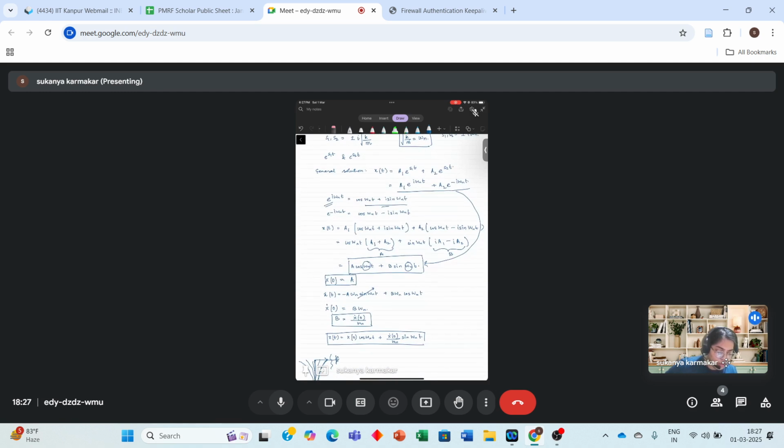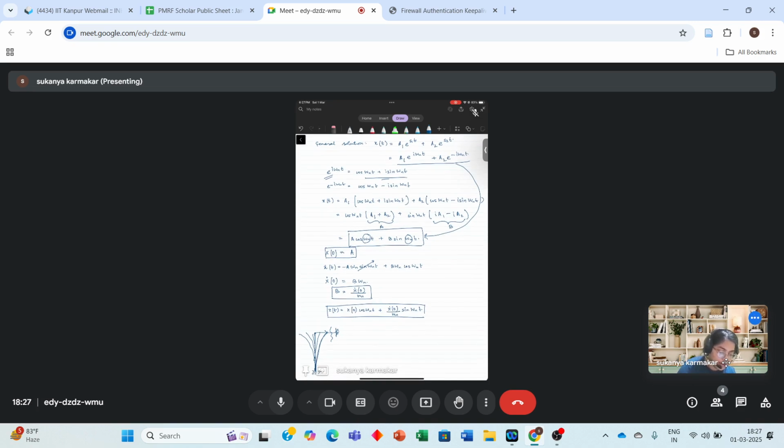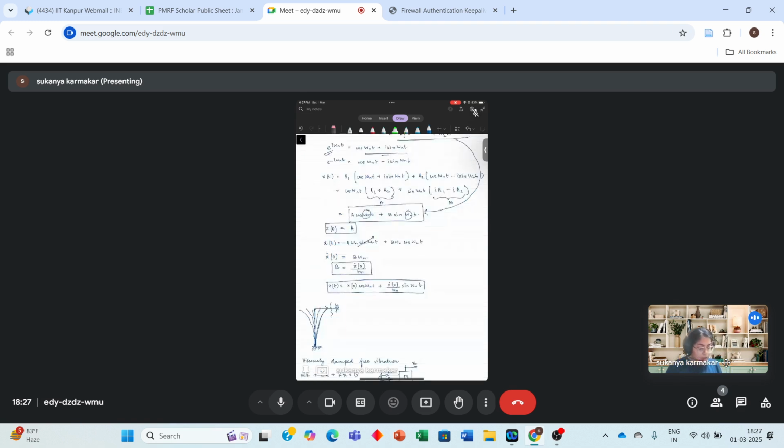So in terms of A and B, you get the solution, and then you find A and B in terms of the initial conditions, and this is the equation which you get: x of t is x of 0 into cos of omega n t plus x dot 0 by omega n sin of omega n t. Now, suppose I want to find the amplitude of this.